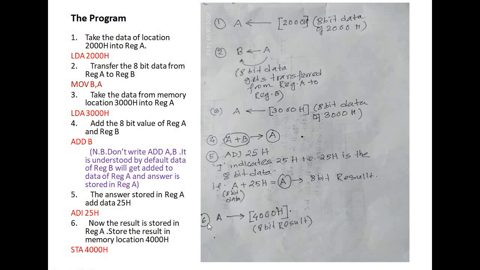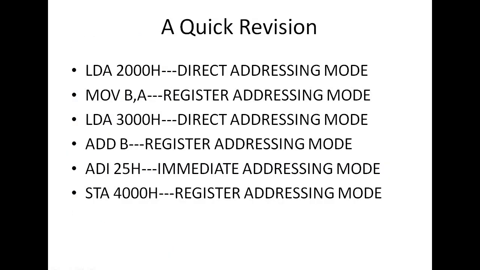Now what does A contain? A contains the 8-bit result of the addition that was done previously, that is ADI 25H. This result will now get stored in memory location 4000H. The bracket means the 8-bit data of this particular memory location. I hope this program is clear. Okay, now let us take a quick revision.